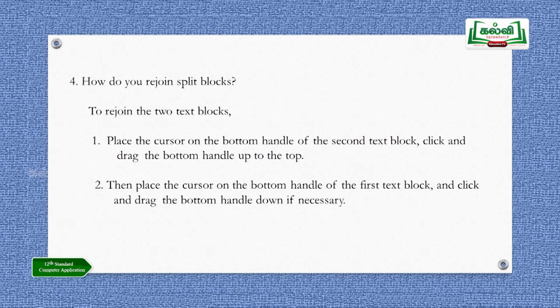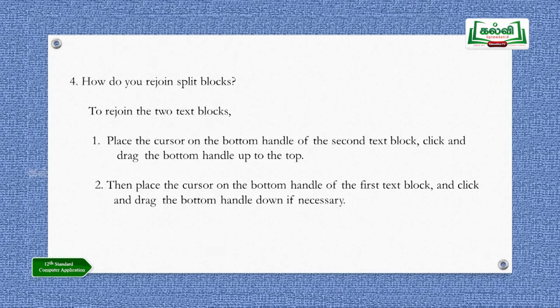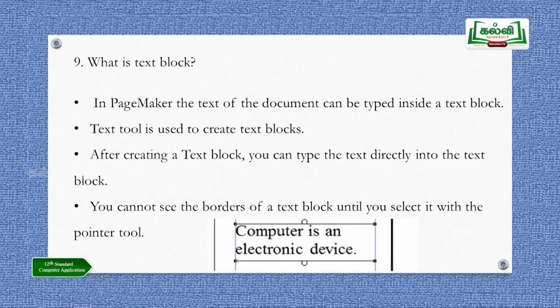How do you rejoin split blocks? Sometimes what happens, we split the text blocks and we join them again. That is called rejoining the split blocks. How to rejoin those two text blocks? Place the cursor on the bottom handle of the second text block, click and drag the bottom handle up to the top. As I showed you in the previous screens, the text block will appear with a bottom line and a top line. In the top line you will have a handle.